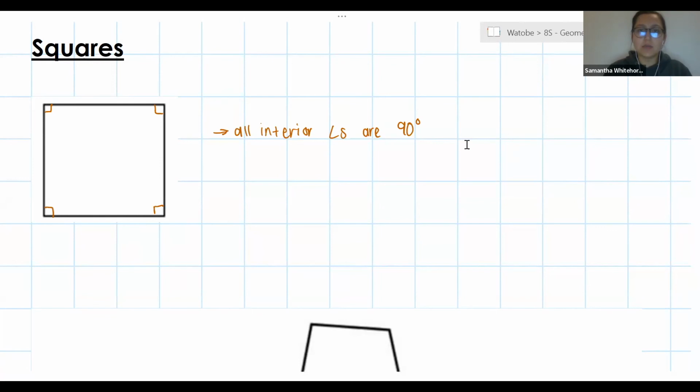Okay, Justin, what else about squares? Can you tell me? Yes, ma'am. All of the sides are the same length. Good, same size. So all 4 sides are equal.